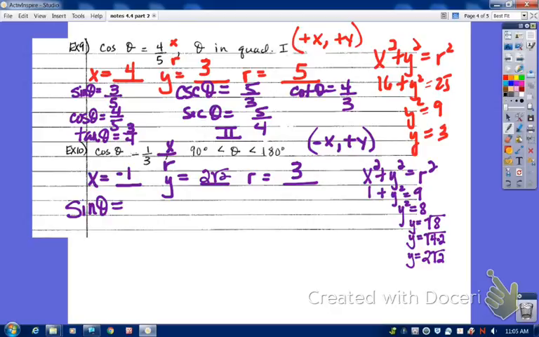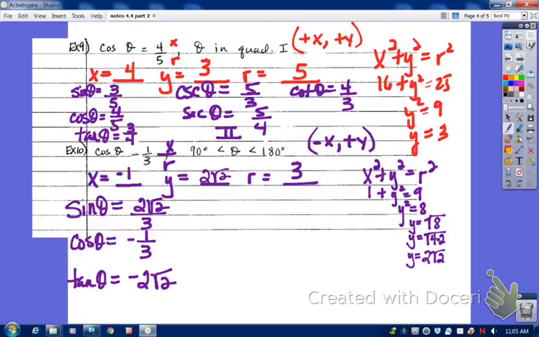So sine of theta is going to be y over r. So sine is going to be 2 square root of 2 over 3. That's simplified. I don't have to rationalize. Cosine of theta, even though they gave it to me, I'm just going to do it. Cosine of theta is x over r. That's a little check. So that's going to be negative 1/3. If you don't get the same cosine that they gave you, something is wrong. Tangent of theta is y over x. So that's going to be 2 square root of 2 divided by negative 1. I can do that in my head. That's just going to be negative 2 square root of 2. Tangent is y divided by x.